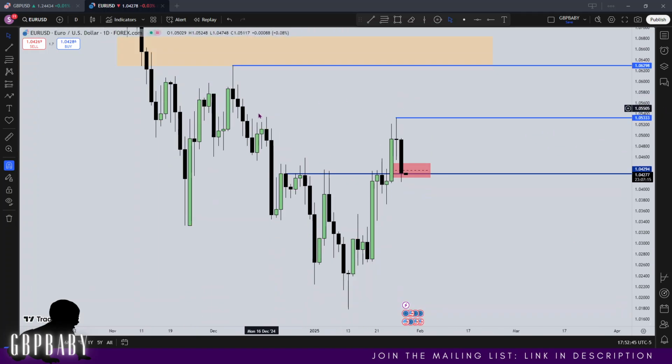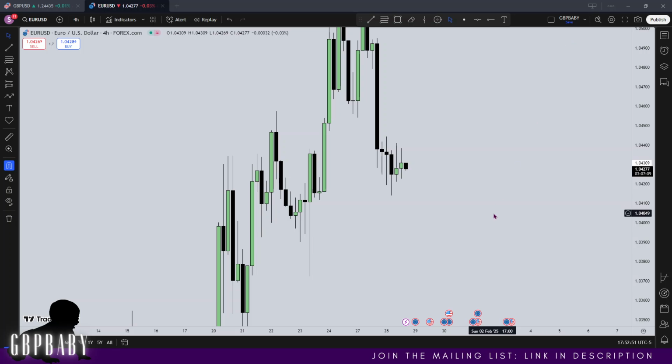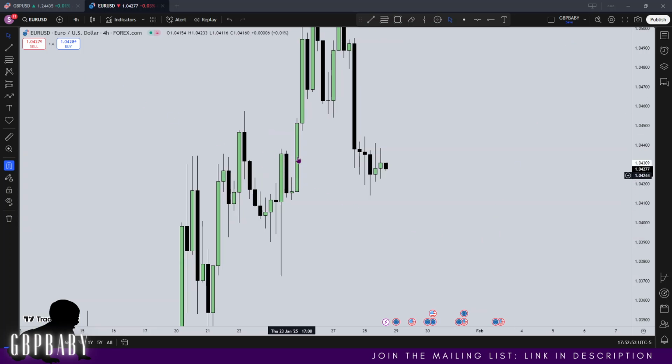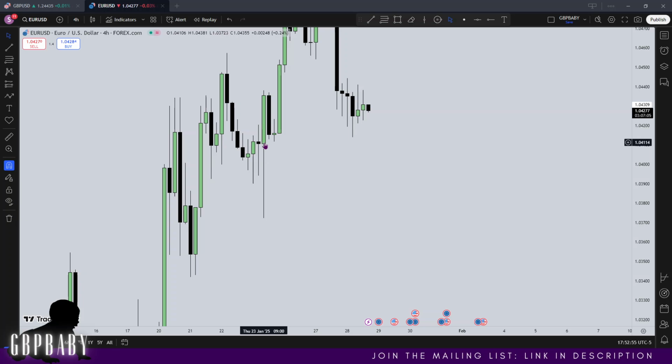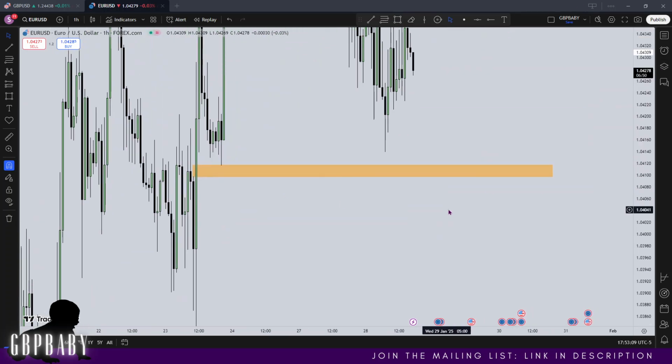Honestly, Euro's not looking the cleanest. Nothing's looking clean right now. Let's just clear everything. Let's go to the 4 hour. And we've filled this imbalance. So that's what I mean. I don't even know where to expect price to drop to. Like, there's no clear draw on liquidity for me on the south side. There is a tiny imbalance right here, I guess.